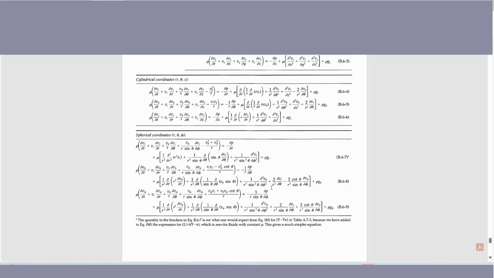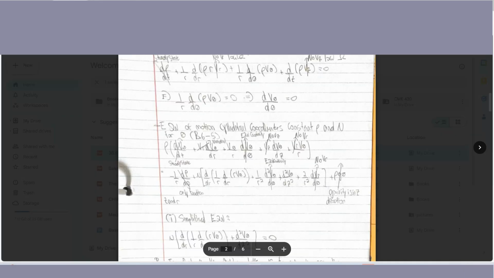So what equation did I use? Probably B.6-8. I'm pretty sure, because it says rho g theta, and the direction of the velocity that we're interested in is theta. So that's pretty much the equation I used.